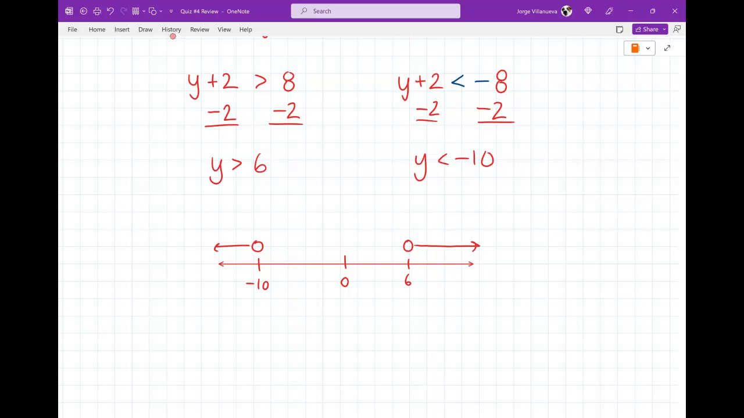Any questions on these? Because we're going to move on. I didn't want to do like 4 of them. They're pretty much the same thing, every single problem. All right, so let's move on.